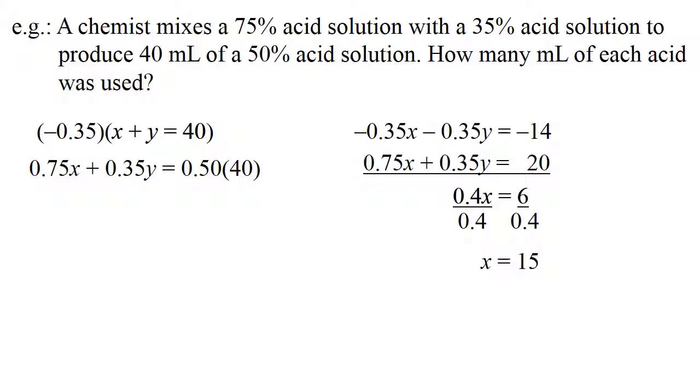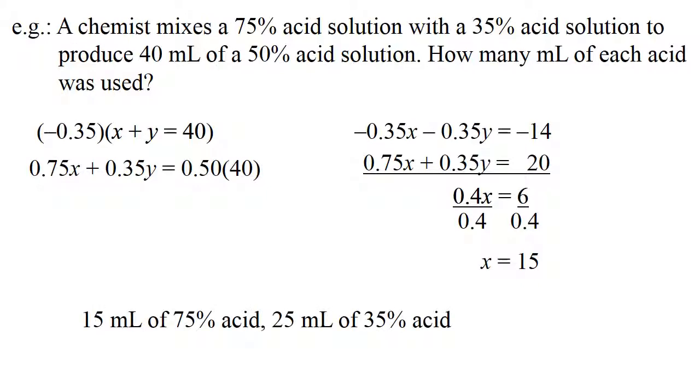And again, I have to say which solution this was from, and because this is X, I have 15 milliliters. Looking back at my earlier equations, I put the 0.75 attached to the X, so this is 15 milliliters of the 75%. Since I have 40 milliliters altogether, that means I have 25 milliliters of the 35%.